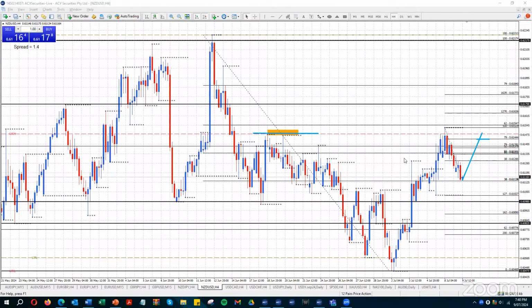tomorrow? They may not come up there, but logically, if we're topping out here for the next move down, I want to sell a rally. I don't want to sell the bottom of the first little run down. Okay, so a few ideas there for you, depending on what the news brings tomorrow.